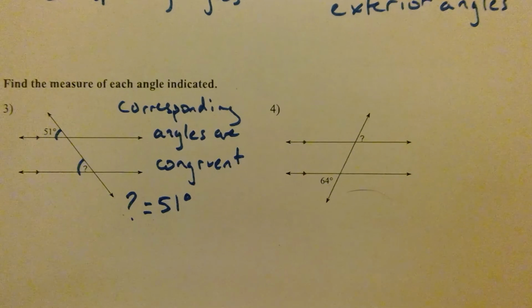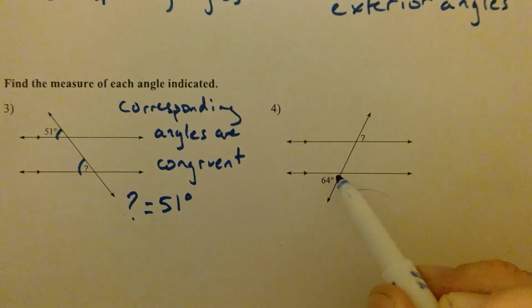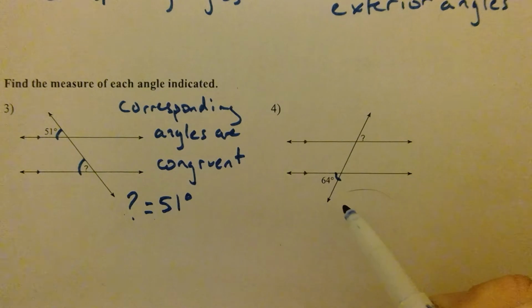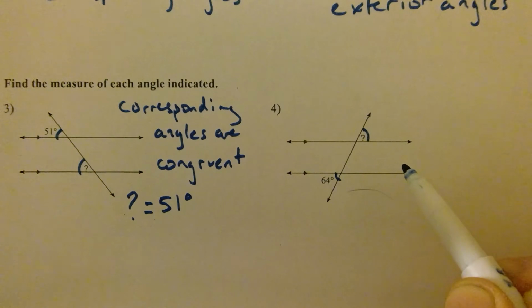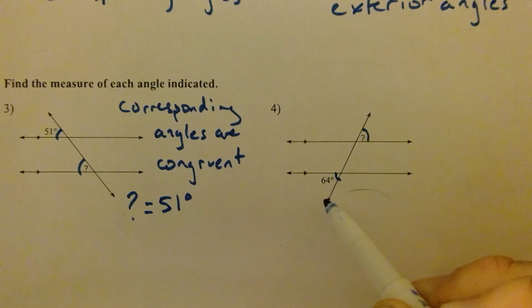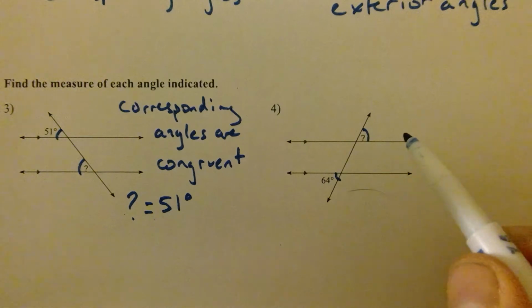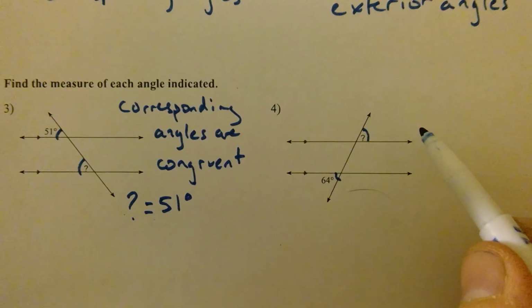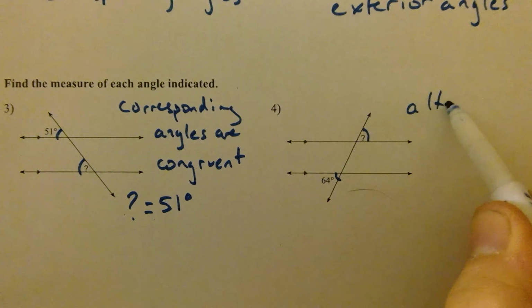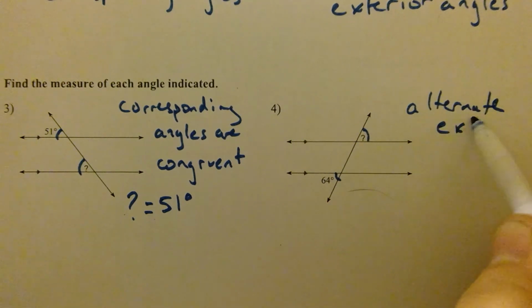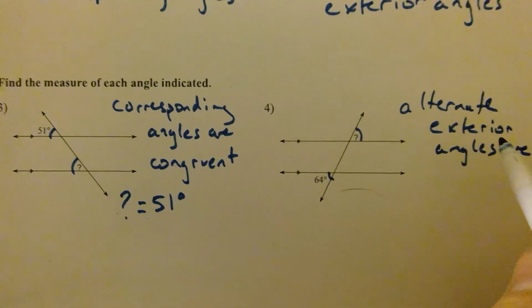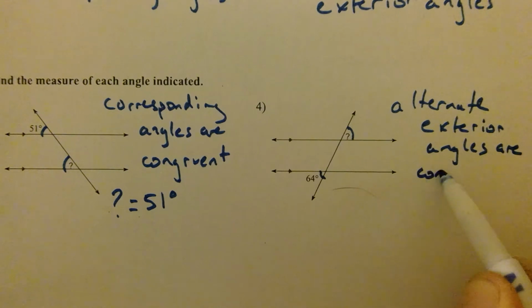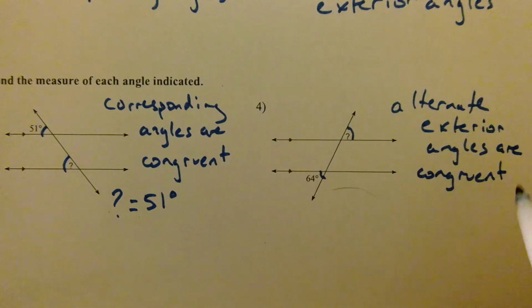And now we'll talk about number 4 here. Let's see. So we've got 64 here. It's on the bottom left. It's outside the parallel lines. Our question mark up here is also outside the parallel lines. So I'm thinking exterior. 64 is on the left side of the transversal. The question mark's on the right side of the transversal. So these are alternate, or opposite sides of the transversal. So we have alternate exterior angles. And if we recall, alternate exterior angles are congruent, which means that the question mark will equal 64.